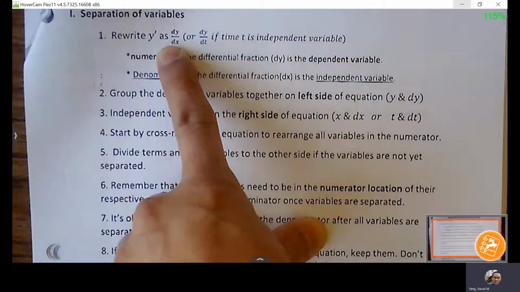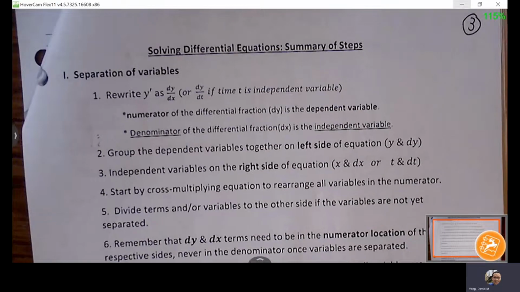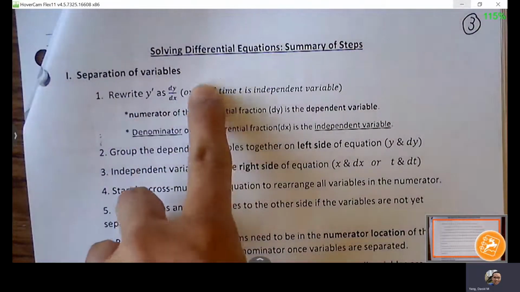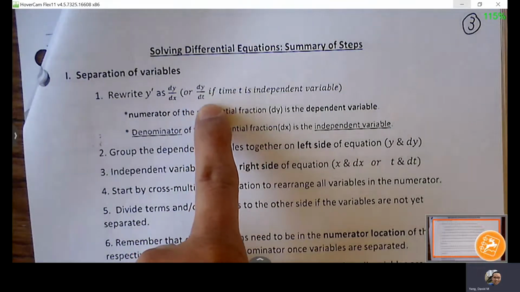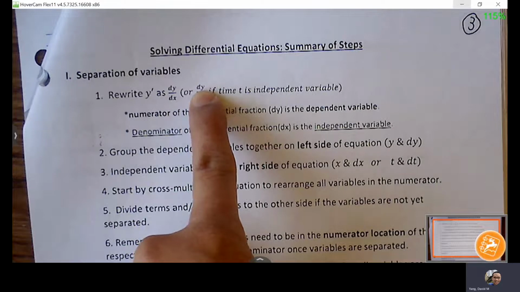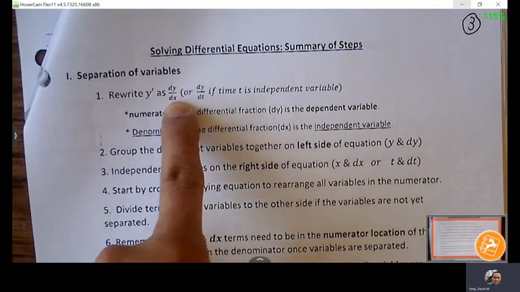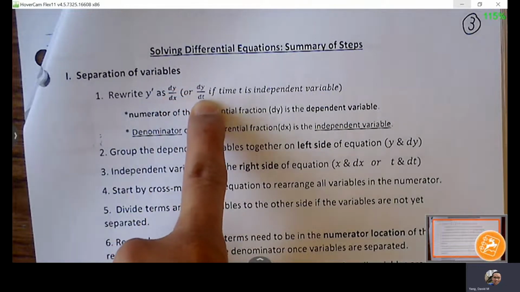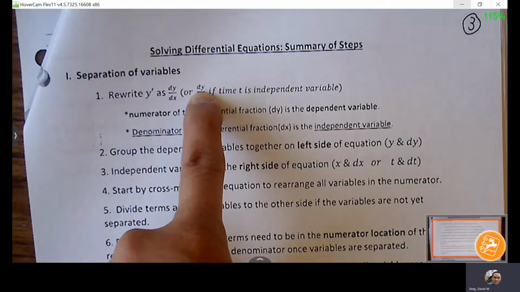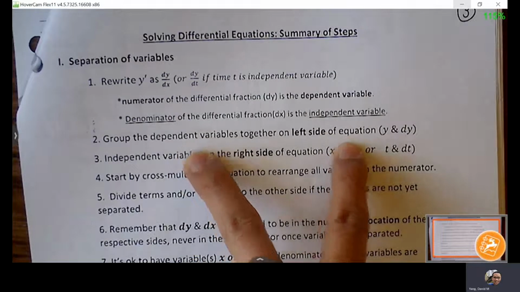Sometimes a problem gives you that differential fraction, but the variables are not familiar, then look at where they're located. Basically anything that is in the numerator is going to tell you what the dependent variable is. Whatever variable you see in the denominator is going to be the independent variable. So if you see dy over dx, you know that x is the independent variable and y is the dependent variable. If you see dy over dt, you know t is the independent variable and y is the dependent variable.